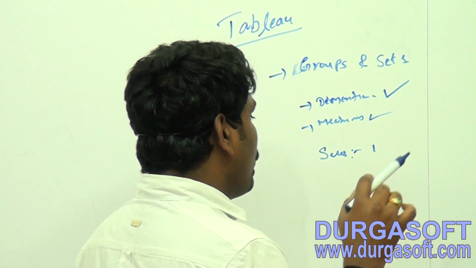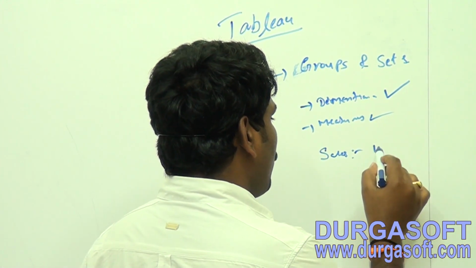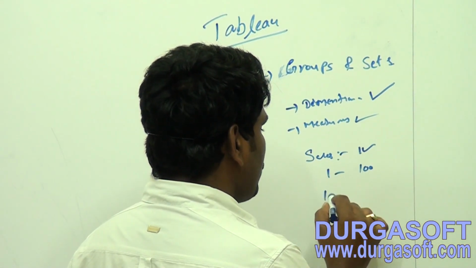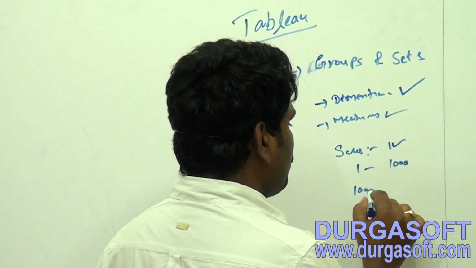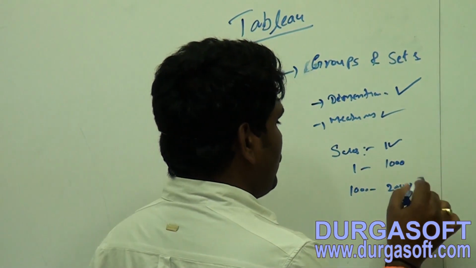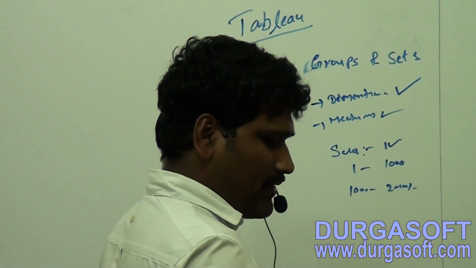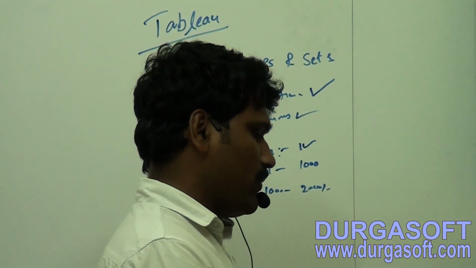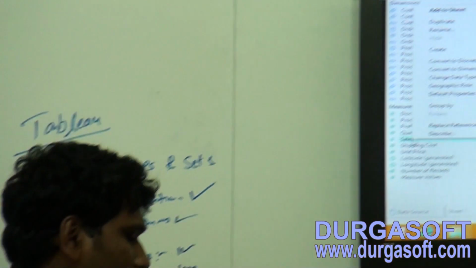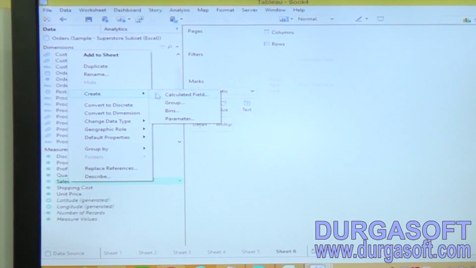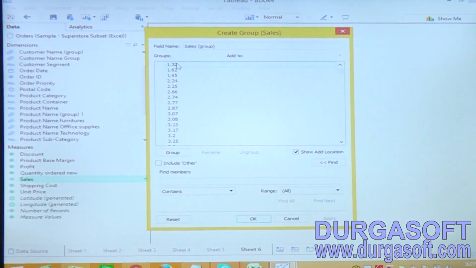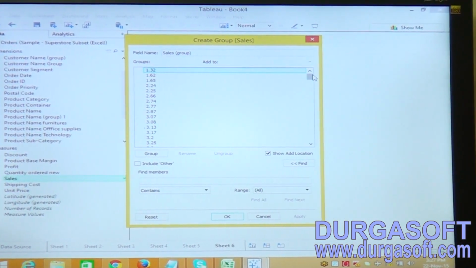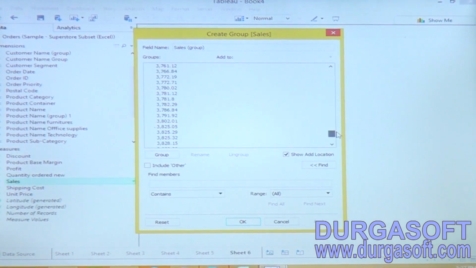Now I want to group the sales from 1 rupee to 100 rupees, or 1000 rupees, 1000 to 2000 rupees, like this, so that we can understand the data and how much sales are in between 1 rupee to 1000 rupees. Let's right click on the sales name and click on group. Now in that, select the 1 rupee. The least sales is 1 rupee. Now select the 1000 rupees here.